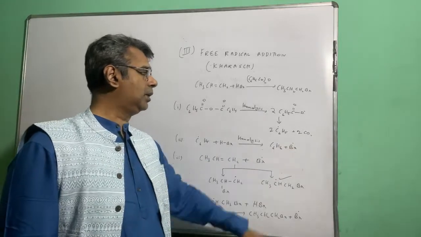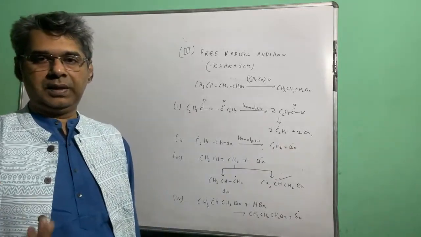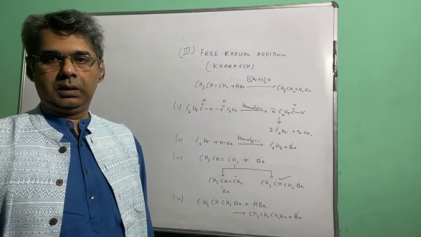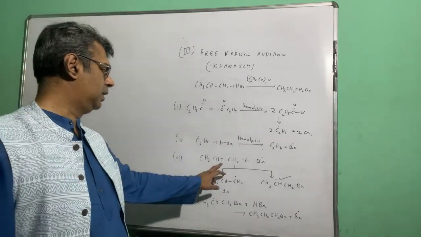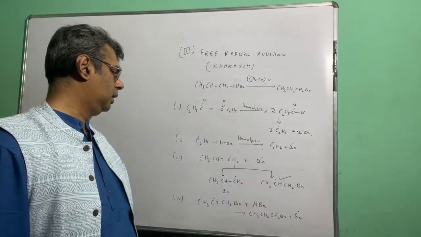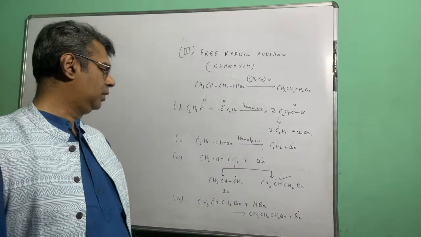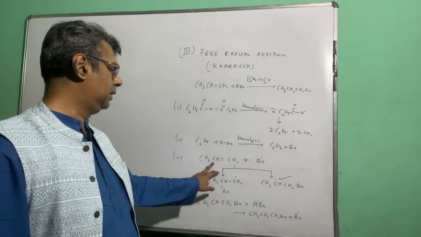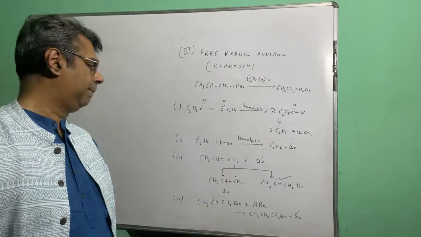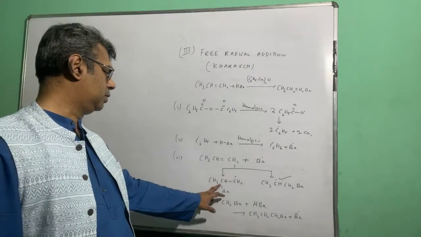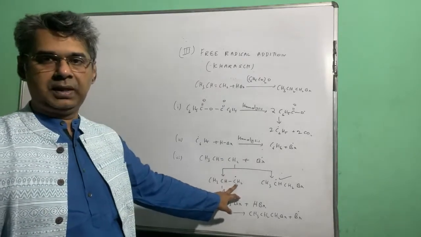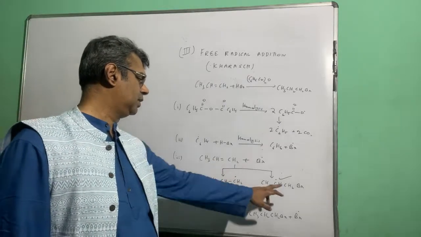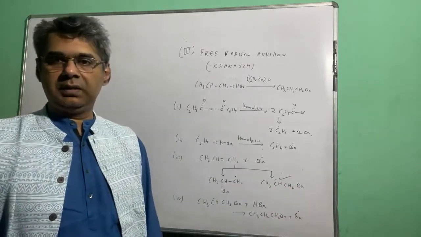Now this Br dot will become the free radical which will add to the alkene. So CH3 CH double bond CH2 plus Br dot. Br dot can add either to this carbon or to this carbon. If Br dot adds to this carbon, you will get a primary free radical, CH2 dot. If Br dot adds to the last carbon, you will get a secondary free radical, CH dot.